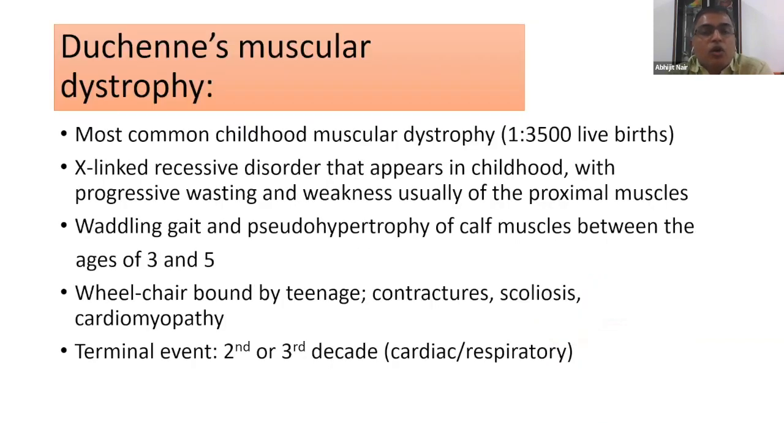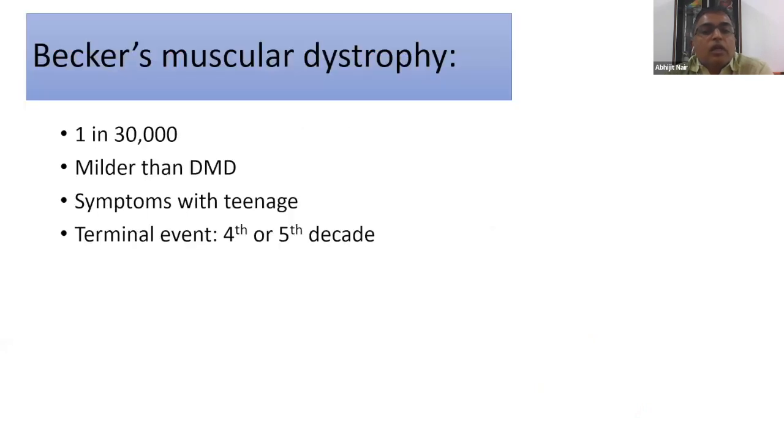I won't discuss all the 25-30 diseases, just a few of them which are most common. The most common is Duchenne's muscular dystrophy, which is 1 in 3,500 live births. They develop waddling gait between the age of 3 to 5. By the teenage years, they are wheelchair bound, develop contractures, scoliosis, cardiomyopathy, and they usually don't survive after the second to third decade of life. They usually come for many diagnostic procedures or a lot of contracture release and all these things.